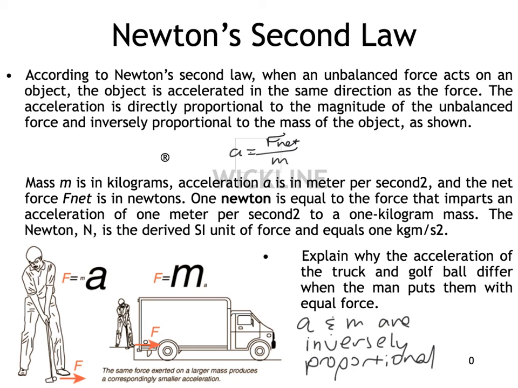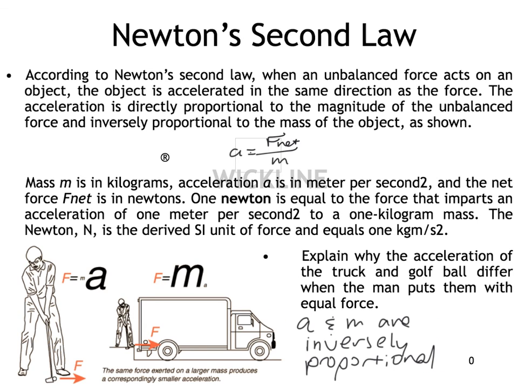So my very fast explanation is that acceleration and mass are actually inversely proportional, just like in this version of the equation. So if m goes up, then a goes down. So since the truck has a huge mass, this very large mass is going to lead to a very tiny acceleration. On the other hand, an equal force on a small mass would give a larger acceleration. So in short, acceleration and mass are inversely proportional.